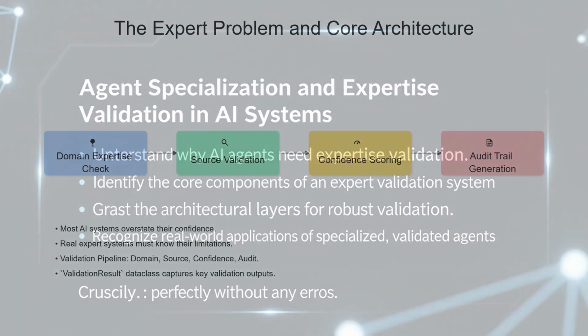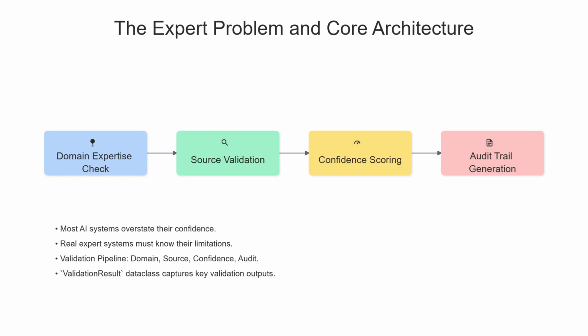Let's dive in. Let's start by addressing the expert problem. Most AI systems today act with unwavering confidence, even when their underlying data or knowledge is insufficient. Think of a content recommendation engine suggesting something with 95% certainty despite limited user interaction data. This can lead to misleading or even harmful outcomes in critical applications. Real expert systems, however, must inherently understand and convey their limitations. They need to know when to be cautious or even when to defer to a human.